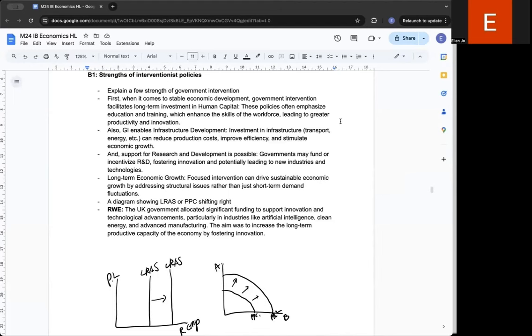On top of that, government intervention can drive sustainable economic growth by addressing structural issues rather than just short-term demand fluctuations. You can use diagrams showing long-run aggregate supply shifting to the right and the PPC the same. One real-world example I can recommend is about the UK government's funding scheme to support innovation and technological advancement, particularly in industries like artificial intelligence, clean energy, and advanced manufacturing. The aim is to increase the long-term productive capacity of the economy by fostering innovation.